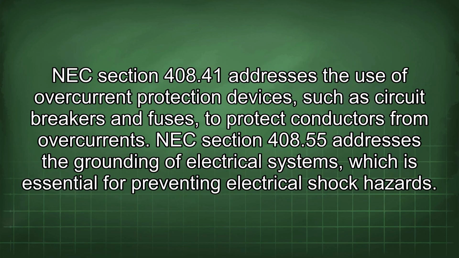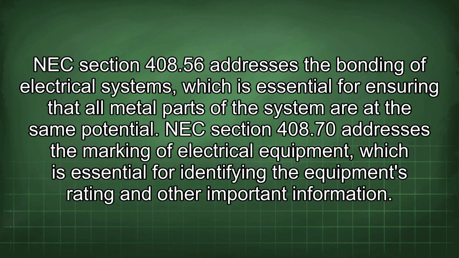NEC Section 408.41 addresses the use of overcurrent protection devices, such as circuit breakers and fuses, to protect conductors from overcurrents. NEC Section 408.55 addresses the grounding of electrical systems, which is essential for preventing electrical shock hazards. NEC Section 408.56 addresses the bonding of electrical systems, which is essential for ensuring that all metal parts of the system are at the same potential.